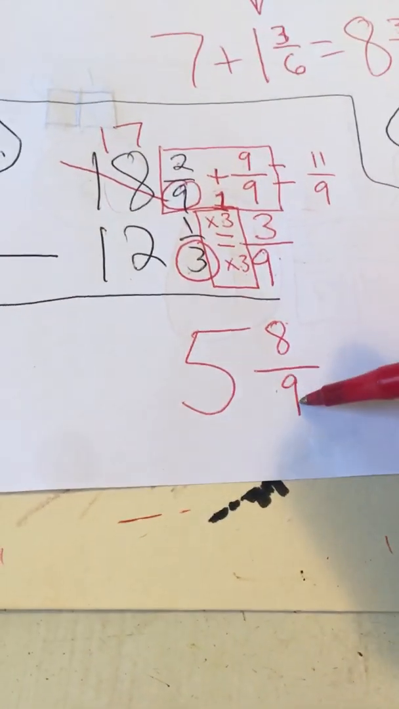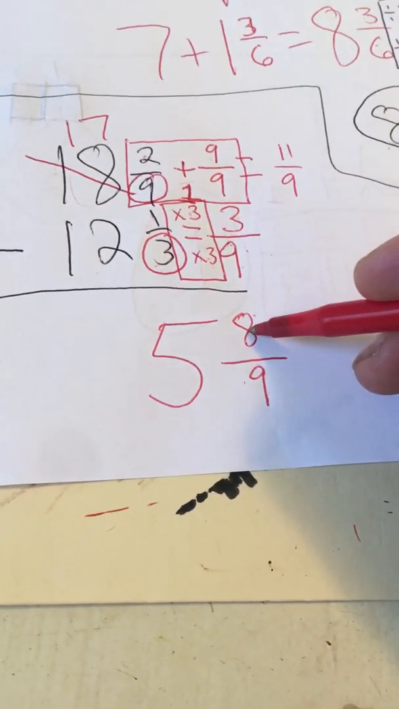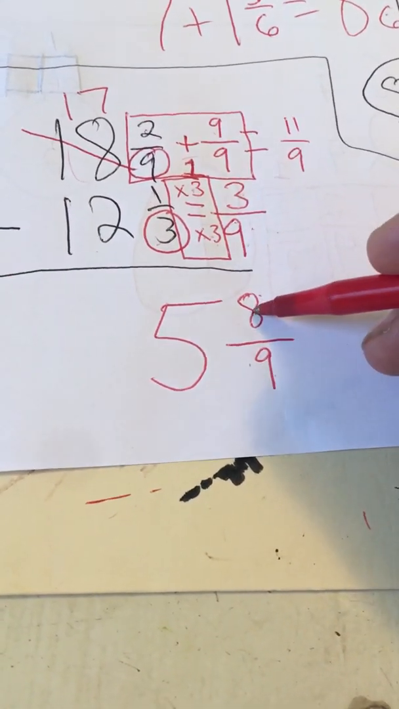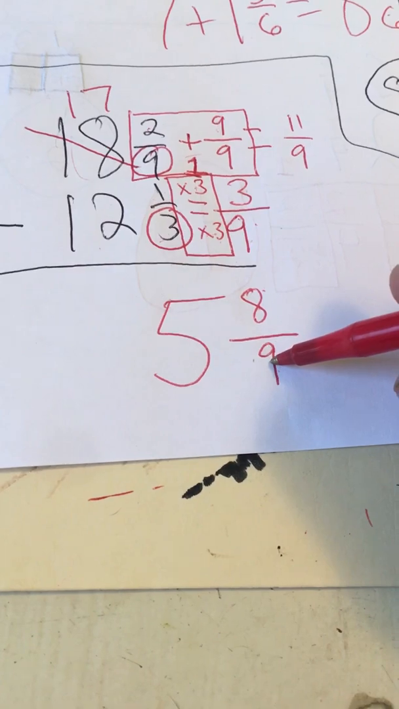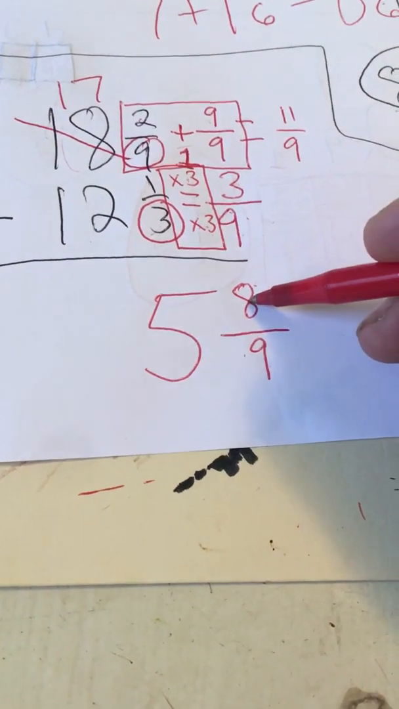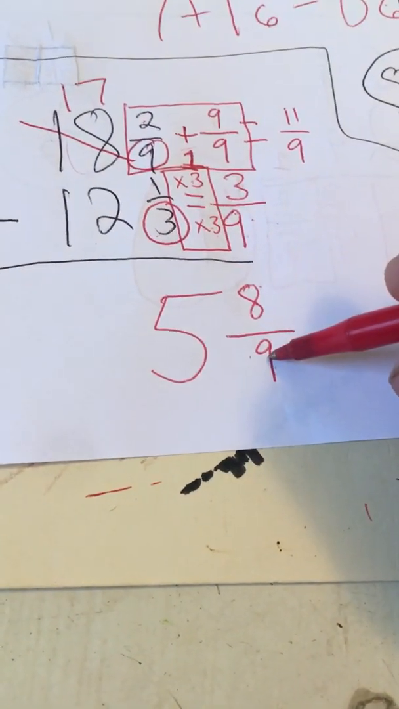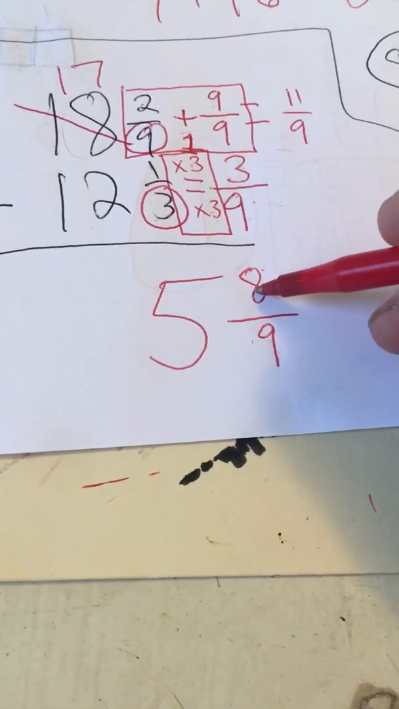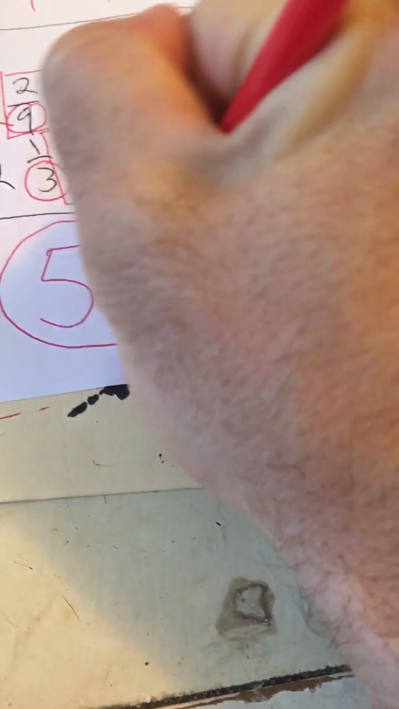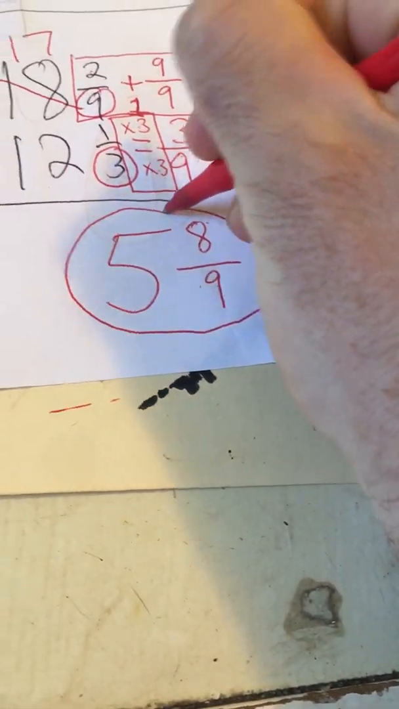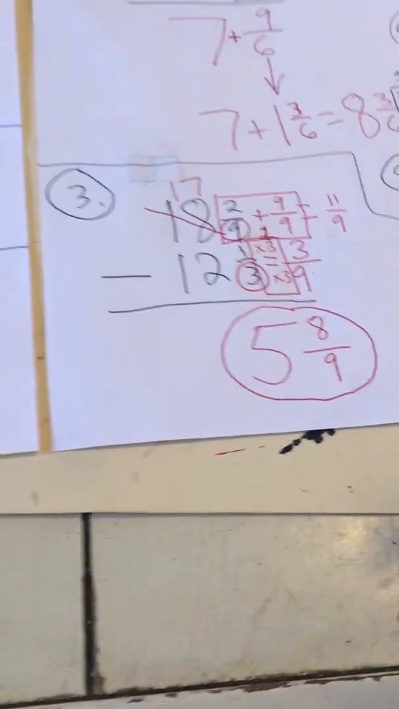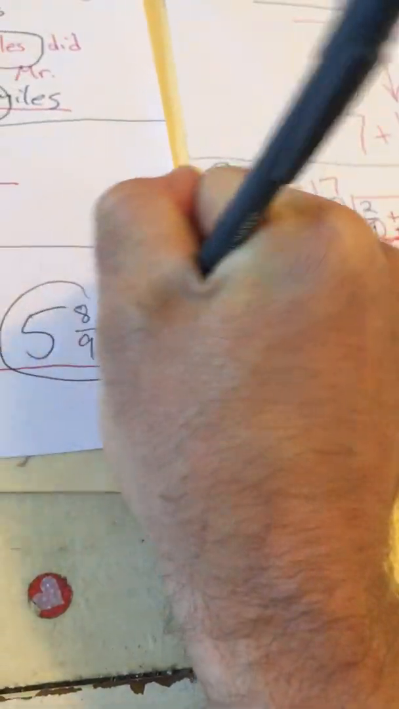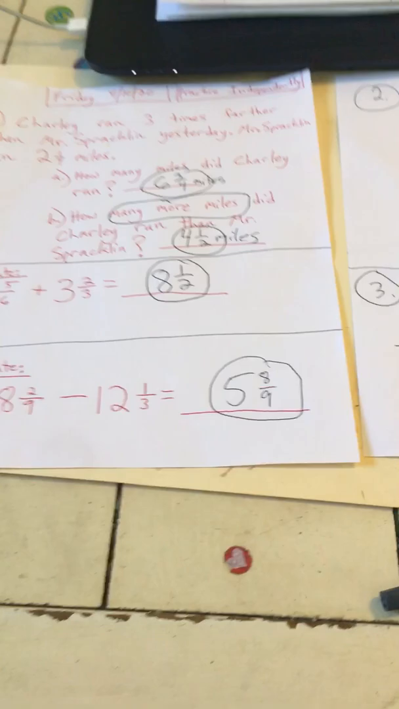You cannot simplify 8/9 because you can't divide 8 and 9 both by the same number to make them simpler. You can divide this by 2, but you can't divide 9 by 2. You can divide 8 by 4. You can't divide 9 by 4. You can divide 9 by 3, but you can't divide 8 by 3. So since we can't divide them both by the same number, that is our final answer. 5 and 8/9 is our answer to this problem.